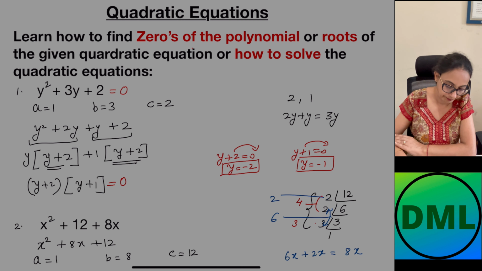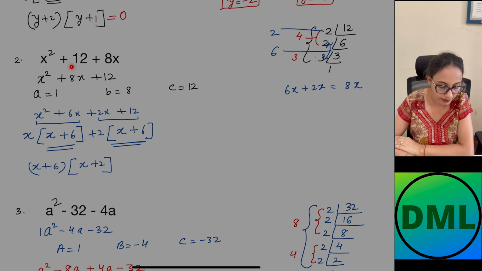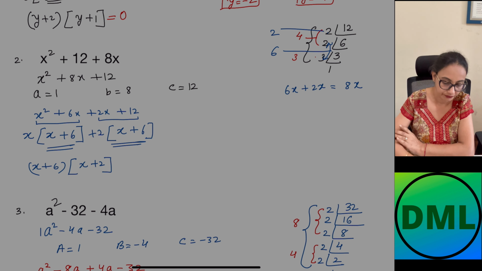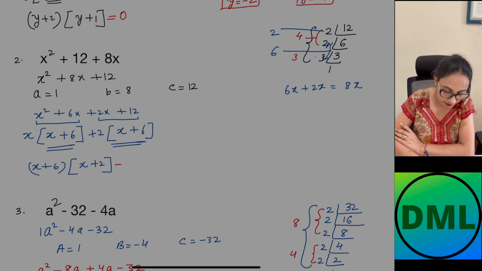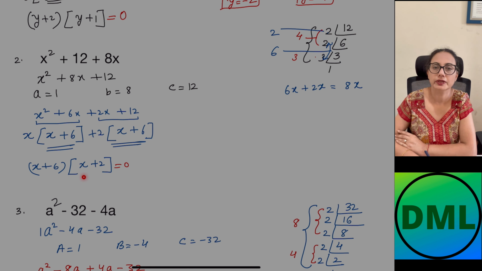Let's see the second example we did last time. x square plus 12 plus 8x. This is not written in the proper order. So we have written this in the proper order, x square plus 8x plus 12. If we have to find out the zeros of the polynomial, we factorize this. You have to put the factors equal to 0. If two brackets individually are equal to 0, that means either this is equal to 0 or this is equal to 0. We have to try for both of them.